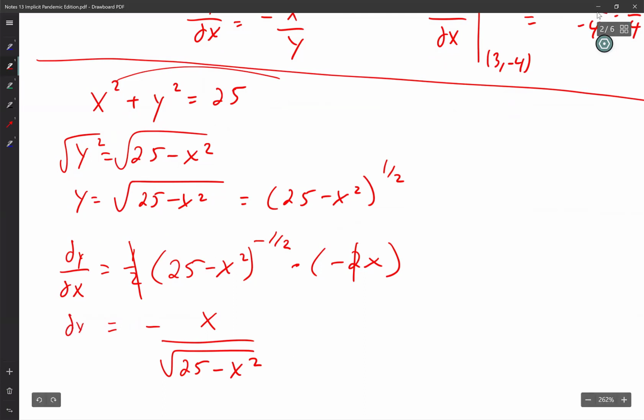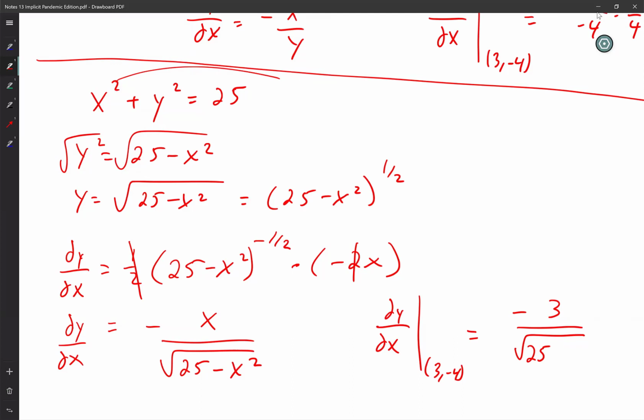Let's see if we get the same answer. Do we get the same answer? dy/dx, evaluate it. I just have x's, but it doesn't matter. At (3, negative 4) equals negative 3 on the top, square root of 20. Oh, you know what? No, this square root should be plus or minus. All right, we'll talk about that in a little bit, guys. Actually, let's just talk about it right now.